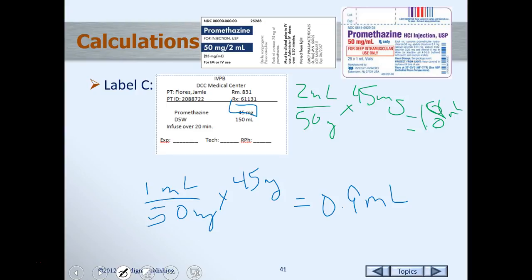All right, just from experience, technically, skills, things like that, also just personal preference. For me, I would probably go with the 0.9 using a 3 milliliter syringe, but you could still use the 1.8 with the 50 milligrams per 2 milliliter or 25 milligrams per milliliter drug. All right, one last.